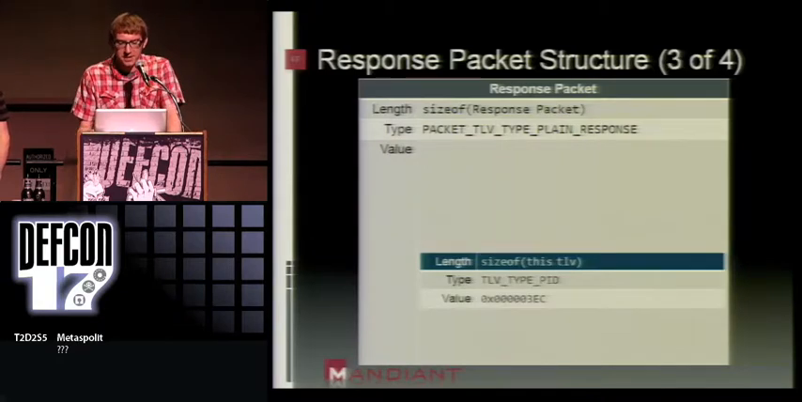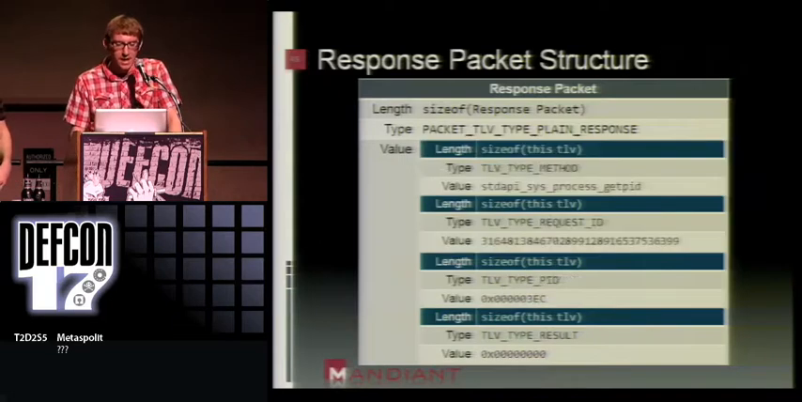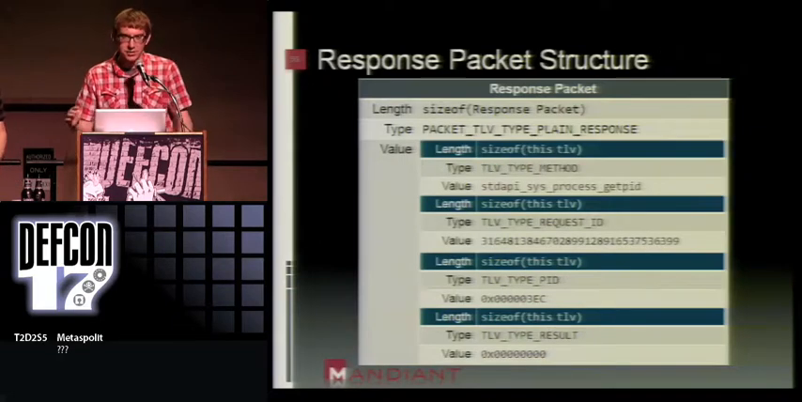And also going to be the TLV type PID. This is going to be the actual response from the get current process ID. This is just the hexadecimal value. And finally, a TLV type result. This is going to be, if there was any type of error, null, because we didn't have any specific error. And you can see how that all makes a nice little packet structure.